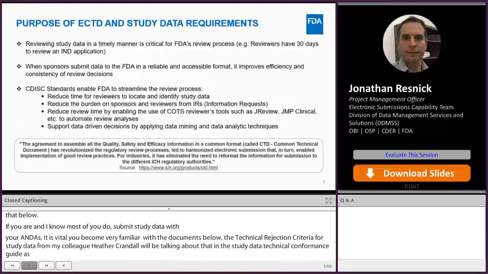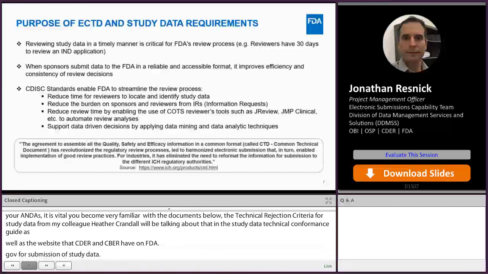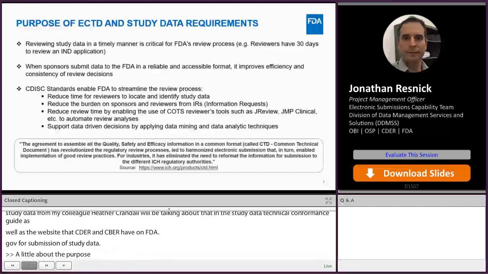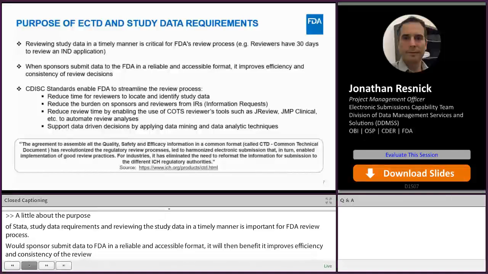Now, a little bit about the purpose of eCTD and study data requirements. Reviewing the study data in a timely manner is really important for the FDA review process. When sponsors submit data to the FDA in a reliable and accessible format, this has benefits. It improves the efficiency and consistency of the review divisions. CDER standards are a main piece of this study data standardization, and it really enables FDA to streamline the review process by reducing the time for reviewers to locate and identify study data.